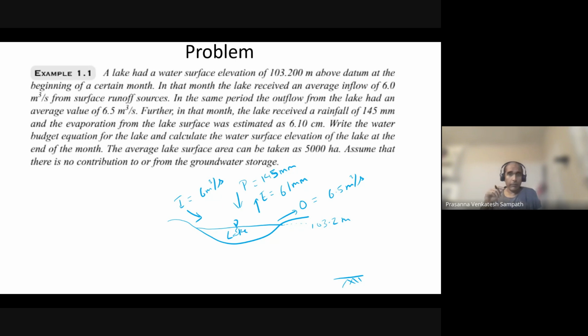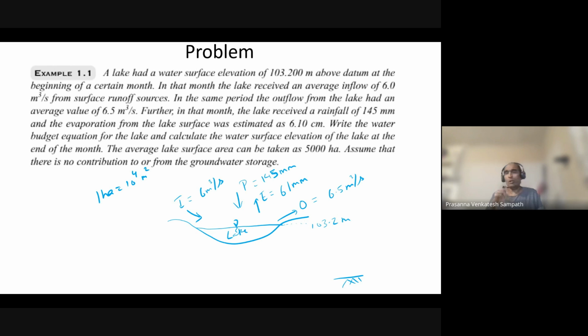So at the beginning of the month, it was 103.2. What will it be? Will it be more than 103.2 or less than 103.2? That is the idea of the question. And then the surface area of the lake is given. It is 5,000 hectares. So 1 hectare is around 10 power 4 meters square.